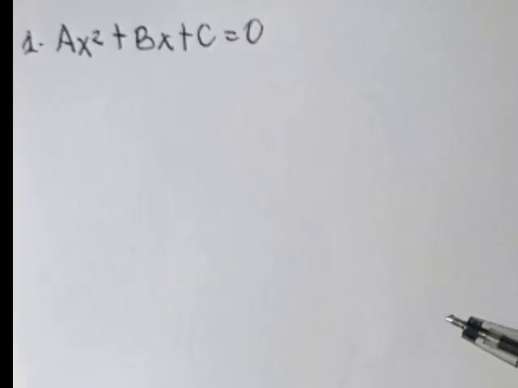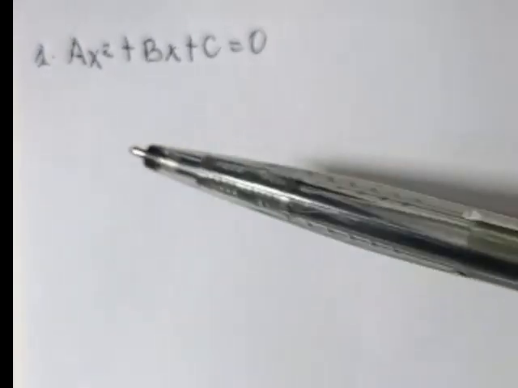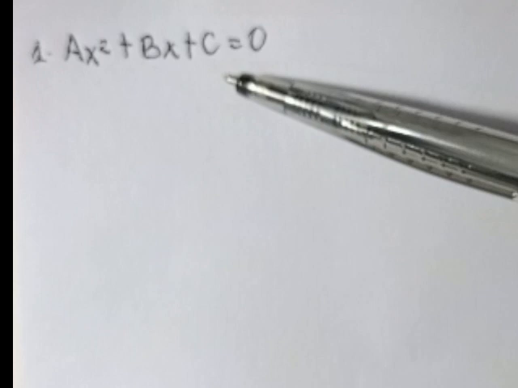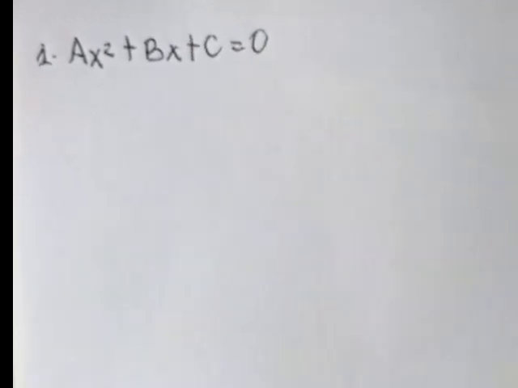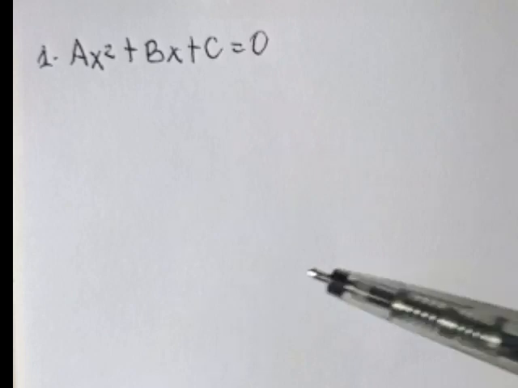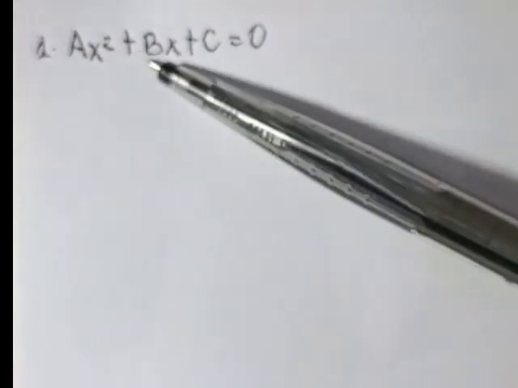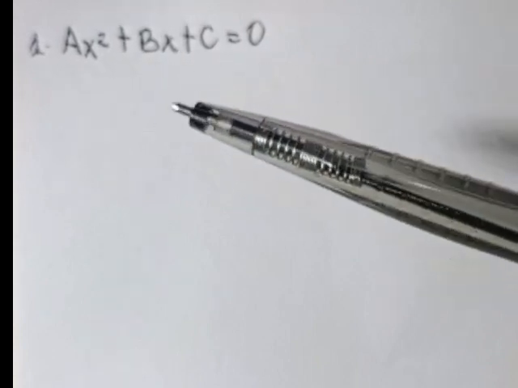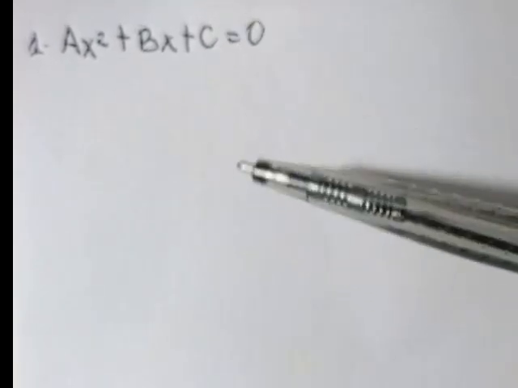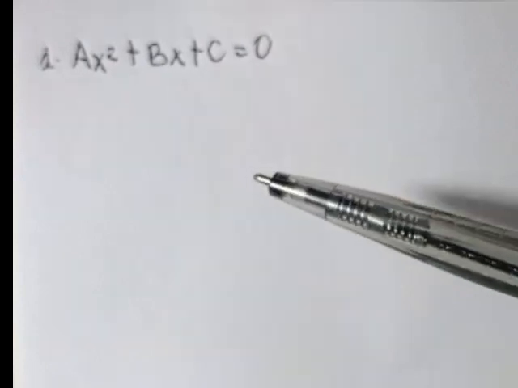So in this first example, we have ax squared plus bx plus c is equal to 0. The first step we need to do is to identify how many arbitrary constants are there in this given function. We have a, b, and c. Therefore, we need to derive this function 3 times.